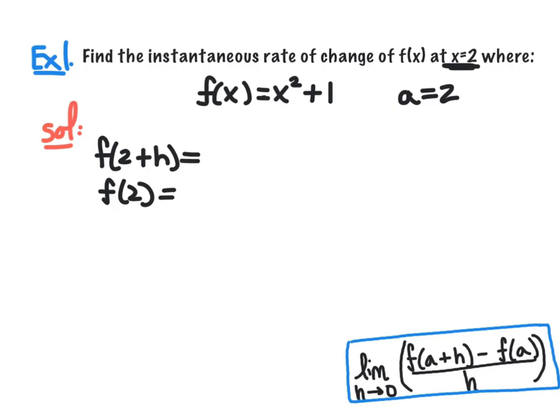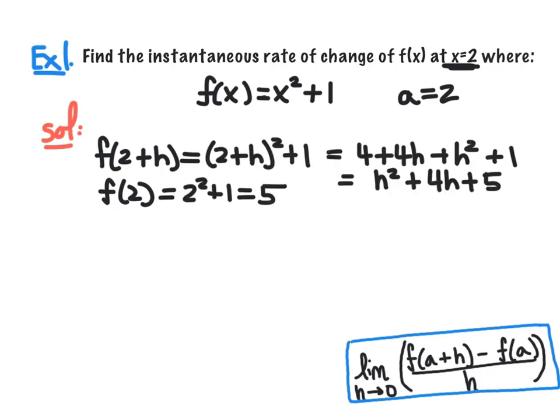So I'm going to do that here. And so you can see all I've done is input 2 plus h into the function, so you get 2 plus h squared plus 1. Simplify that out, you get here, and do the same thing with 2 to get 5. So now what's going to happen is we're going to take this blue piece of the function, that's going to go where this is in the formula. We're going to take this, and that's going to go where this is in the formula. And then we're going to see what happens with our limit.